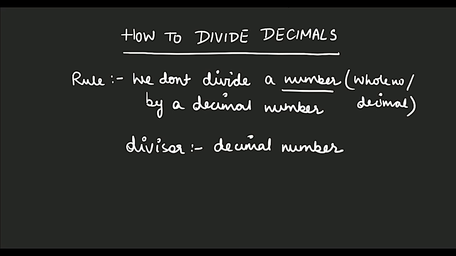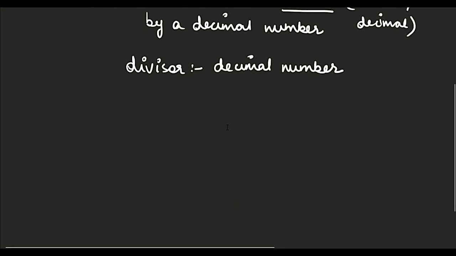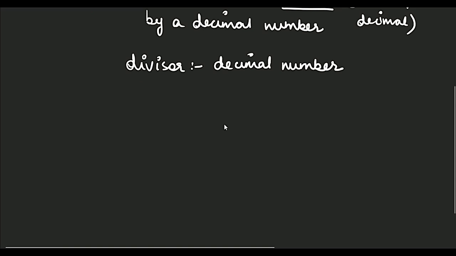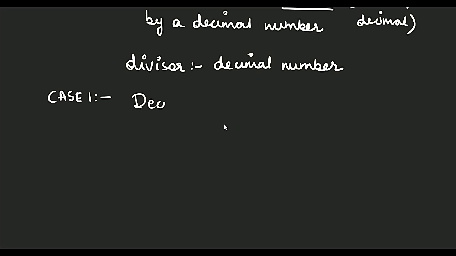Okay, now what is a divisor? Divisor is the number by which we are going to divide my main number. There will be two cases here, so we'll learn the concept case by case. Let's take case number one. Case number one is, we are dividing a decimal number by a whole number. It's an easy case.